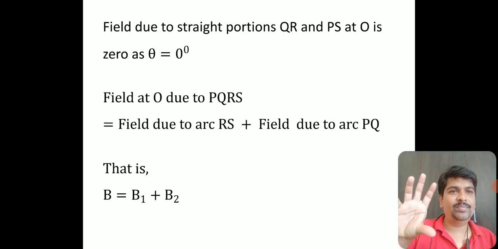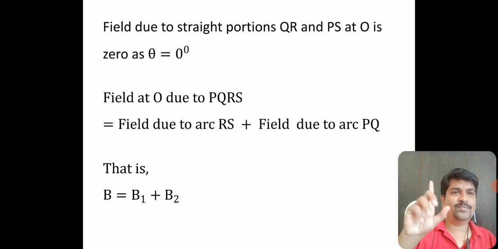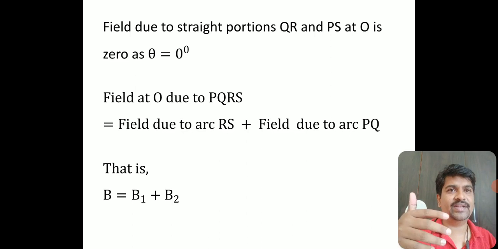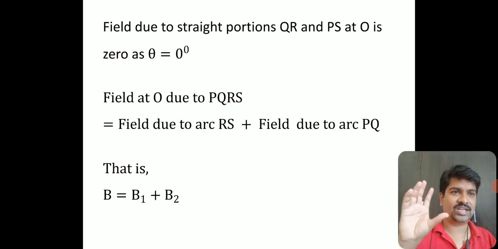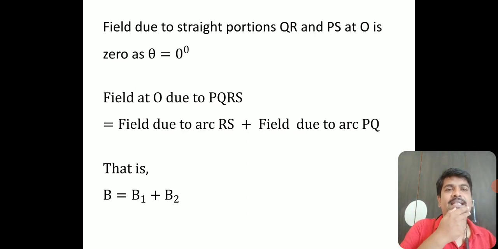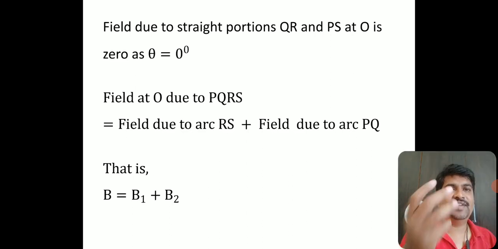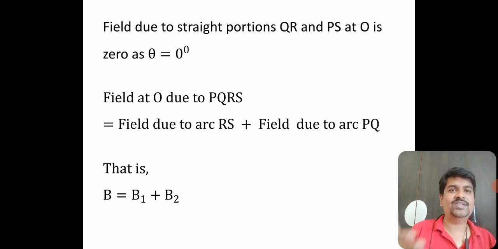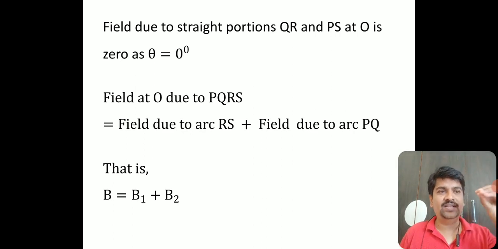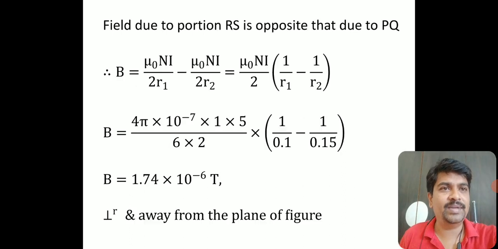But for the field due to PQRS, the contribution is from one arc, which is RS, and another arc, which is PQ. These two arcs will contribute to the magnetic field due to PQRS. So the field due to PQRS is B, which is equal to the field due to arc RS, which is B1, and the field due to arc PQ, which is B2. Now my challenge is to find B1 and B2.